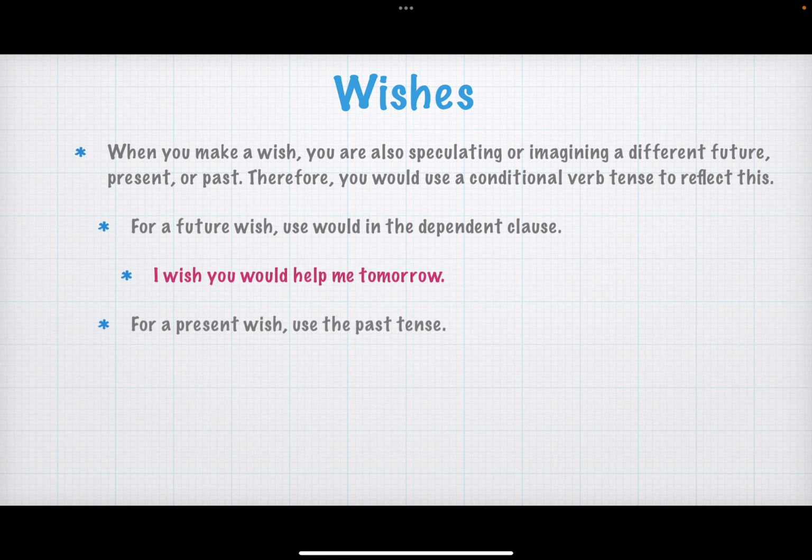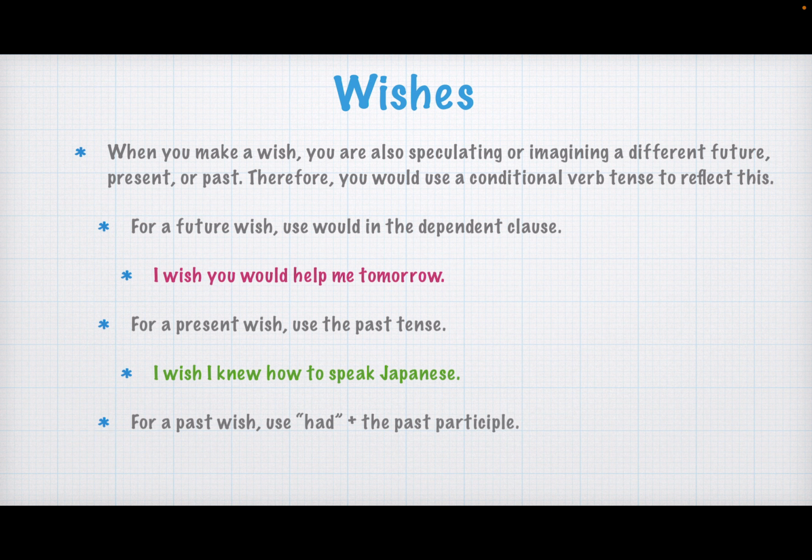For a present wish, use the past tense. I wish I knew how to speak Japanese. And for a past wish, use had plus the past participle. I wish I had stayed home today.